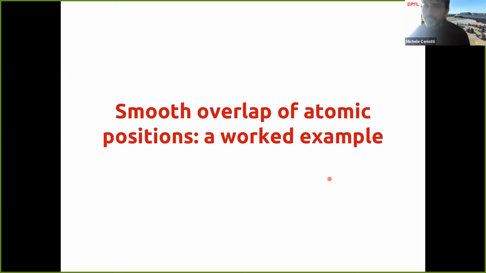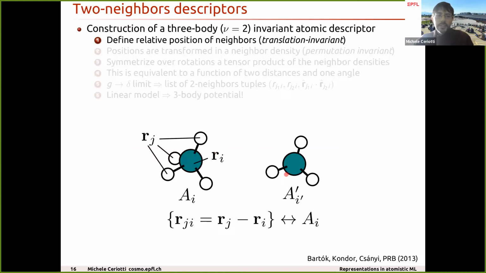Now, I want to give some kind of a concrete example of how this works in practice. And I will do this with the smooth overlap of atomic positions, which is one of these representations that was introduced in 2013. And I will try to show you how it can be obtained. This is a representation that is constructed basically by expanding the atom density in a basis of radial functions and spherical harmonics. And I will show you how this is just one possible way of describing an object which is a pair correlation of the atomic coordinates.